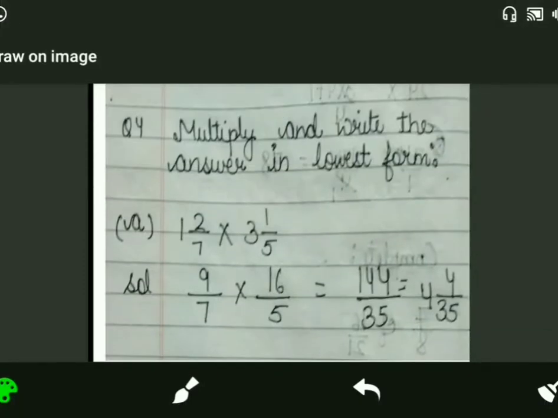Again see, 9 and 7 come in one table? No. 9 and 5 come in one table? No. 16 and 7 come in one table? No. 16 and 5 come in one table? No. So what do you do? Numerator you multiply with numerator, denominator you multiply with denominator. 9 16s are 144. Clear? Upon 7 5s are 35. Now we convert in a mixed form. How? In 35 table, 35 4s are 140. So 4 will come as a quotient. So it will be written in the side. Clear?